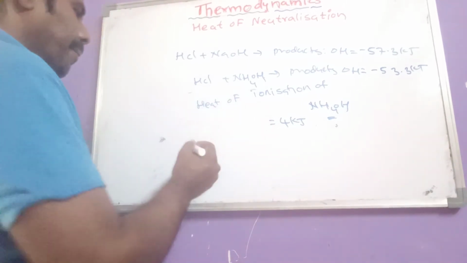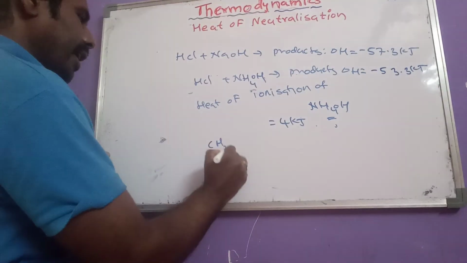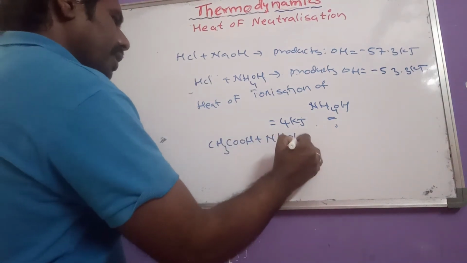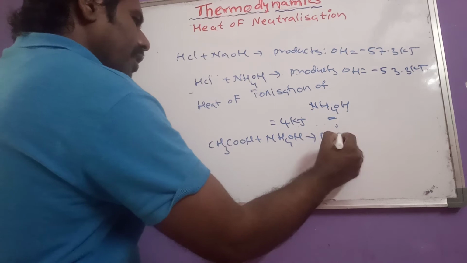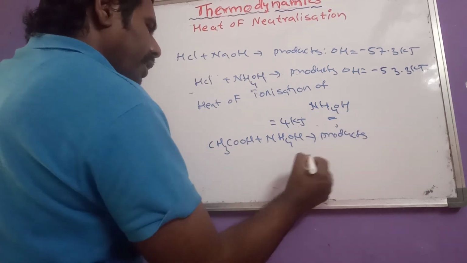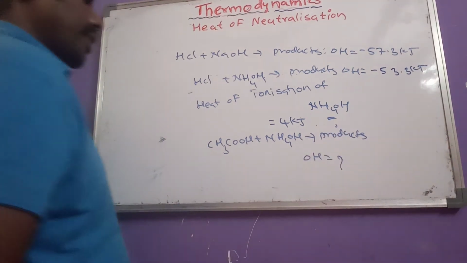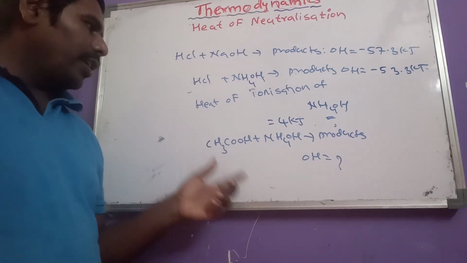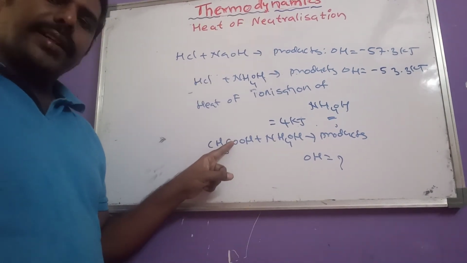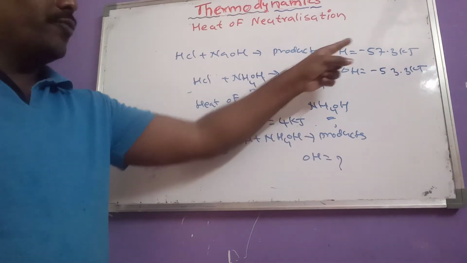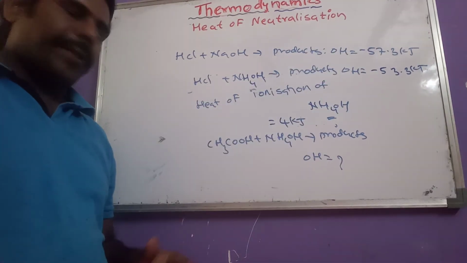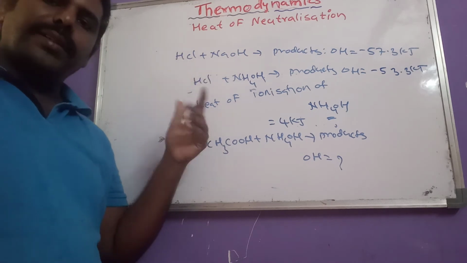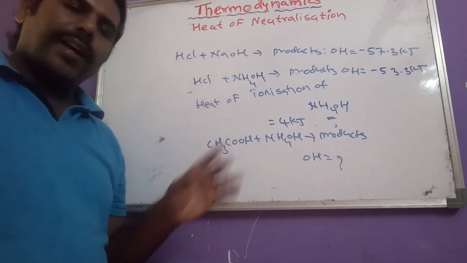Now by combining which one? Acetic acid plus NH4OH, they give products. Now what is the delta H value for this? So how to find this delta H value? If strong acid HCl is present, we get 57.3. When the weak acid replaces that strong acid, how much decrease do we observe?